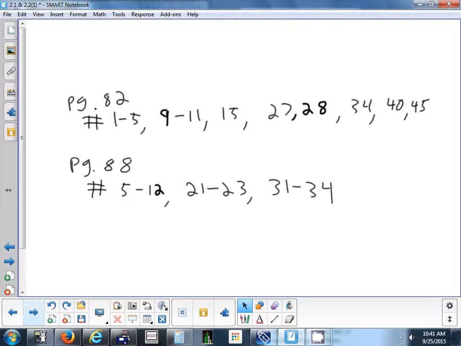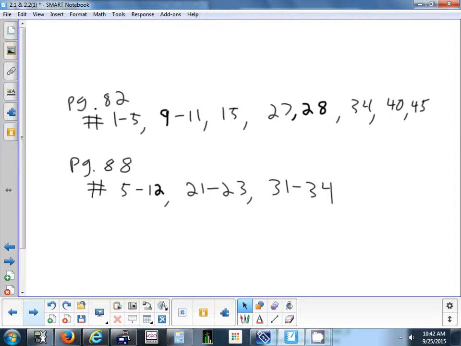So the homework tonight is on page 82 and 88. 82, that's section 2.1. That's 1 through 5, 9 through 11, 15, 27, 28, 34, 40, 45. And page 88, that's what we started in section 2.2. That's numbers 5 through 12, 21 through 23, and 31 through 34.